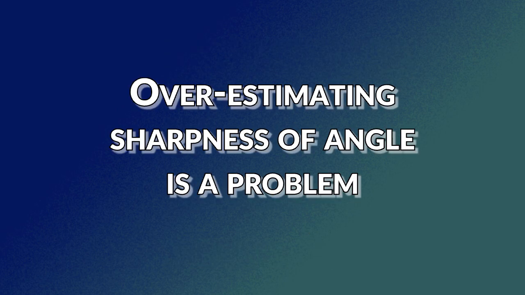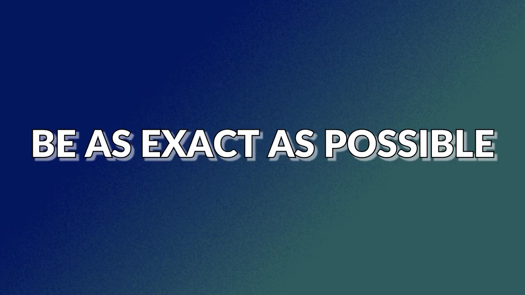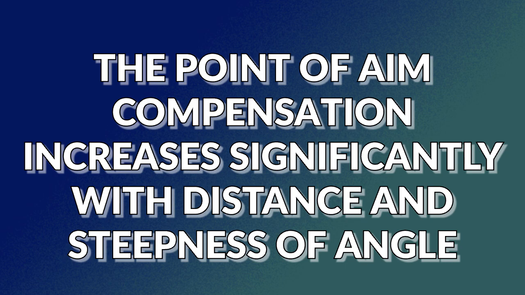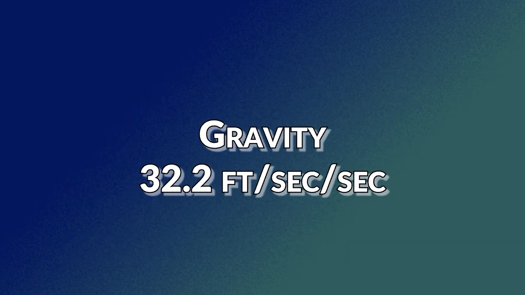Overestimating the sharpness of the angle is a problem. You need to be as exact as possible. The point of aim is determined by the up or down angle and the horizontal distance to your target. The point of aim compensation increases significantly with distance and steepness of the angle to a maximum of 60 degrees in either direction. Gravity is pulling everything down at about 32.2 feet per second.